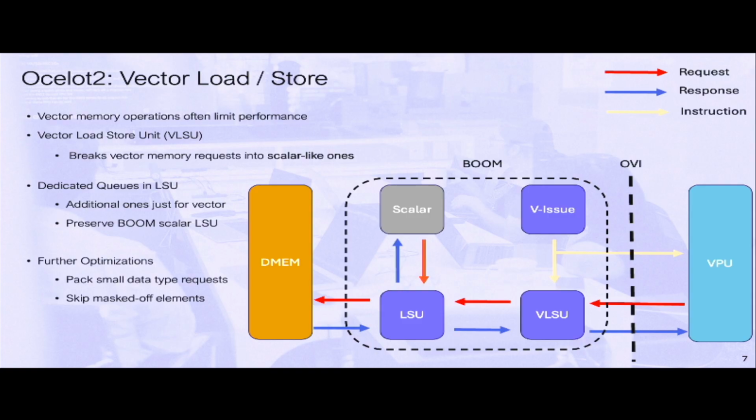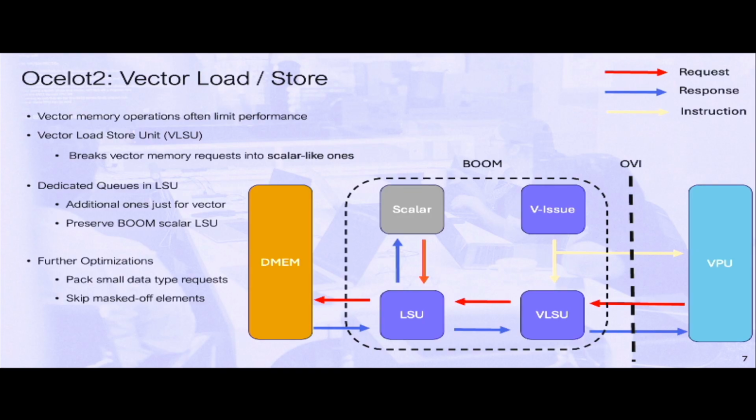At the same time, it minimizes how much we had to modify the proven LSU design, keeping the scalar core's behavior stable and reliable. To further improve performance, we also introduce vector-specific optimizations. The first one is request packing. For smaller data types like 8-bit or 16-bit elements, the VOSU packs multiple elements into a single memory transaction. This ensures we fully utilize available bandwidth instead of issuing a flood of tiny, inefficient requests.